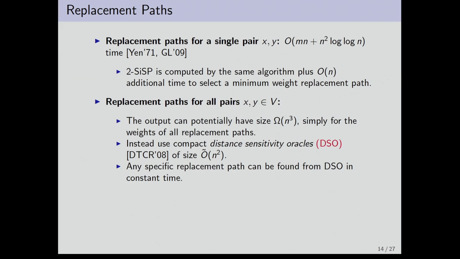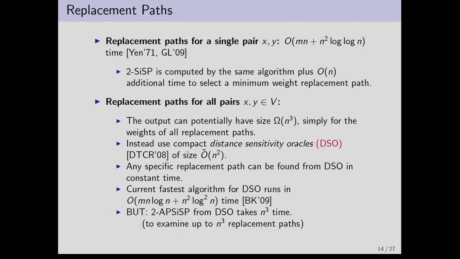The first DSO was constructed by Demetrescu et al. But the current best bound for DSO is again O tilde mn, with an additional logarithmic factor over the other problems. But still, it runs pretty fast. Unfortunately, to get 2SISP from this DSO takes n cubed time, for the same reason, because we have to find the minimum path among all of the possible replacement paths, for all pairs. So for dense graphs, this is still good, but for sparse graphs, n cubed is too much. So this is where our method comes in.